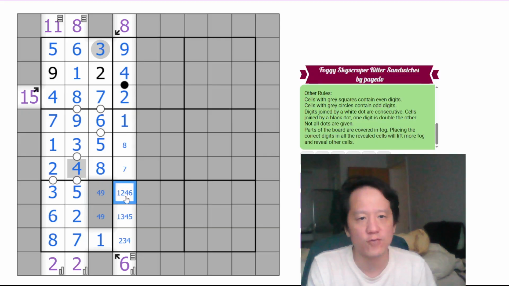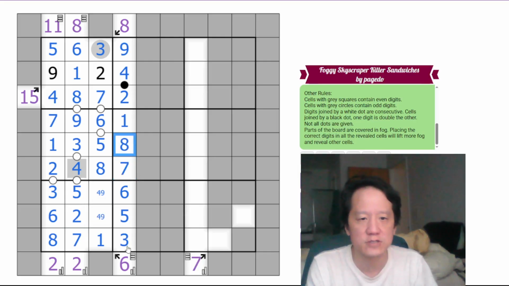This cannot be 4, 2, or 1. So this is 6. This can't be 4 or 2, so this is 3. This can't be 1, 3, or 4, so this is 5. And now we have 7 and 8. So it sees all 5 of these, right? It's 3, 5, 6, 7, 8. Then it sees 9.